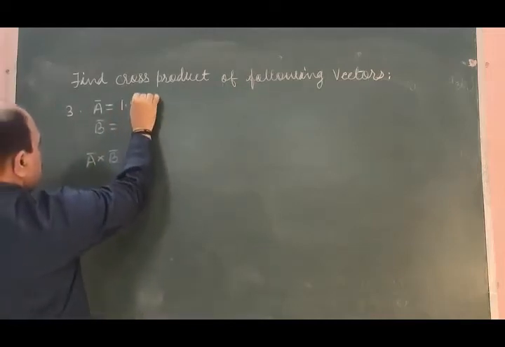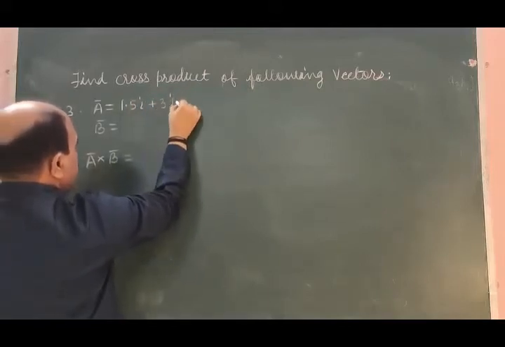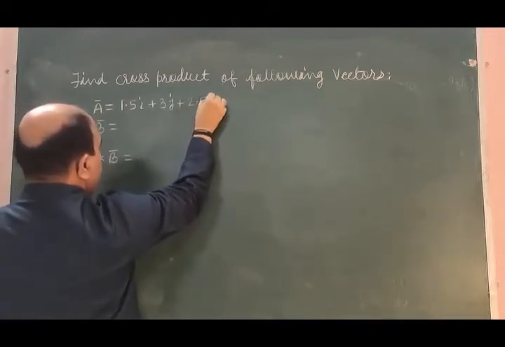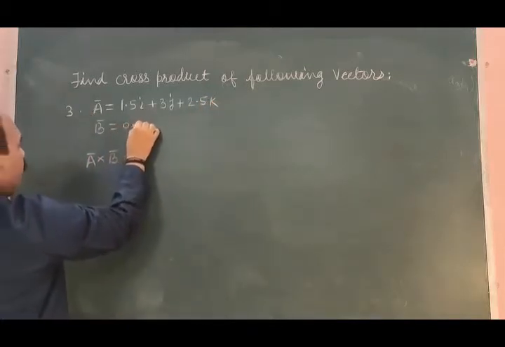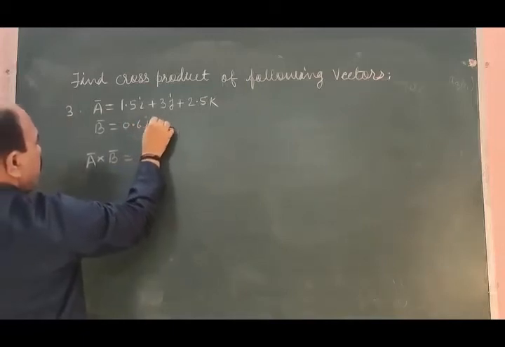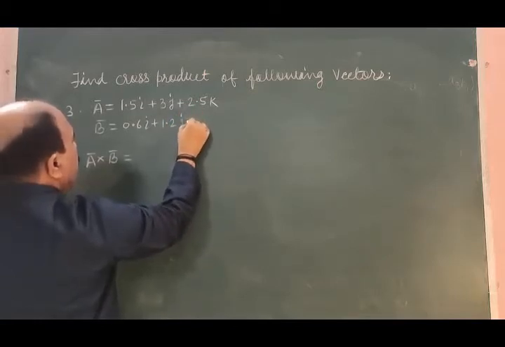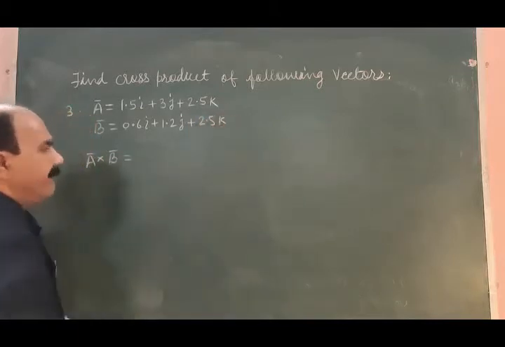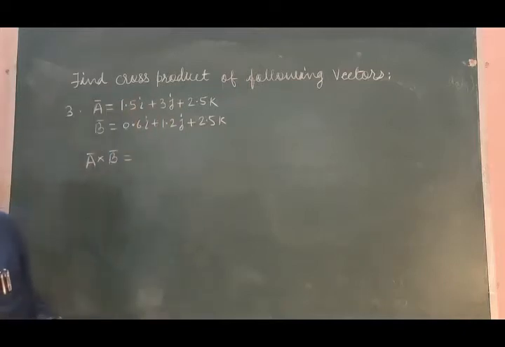Vector A is 1.5 i plus 3j plus 2.5 k, B is 0.6 i plus 1.2 j plus 2.5 k. Vector A is this, vector B is this. Let us try to get the cross product of these two.